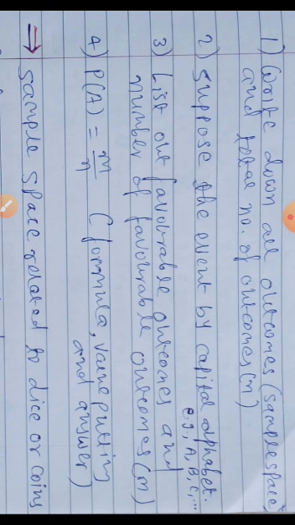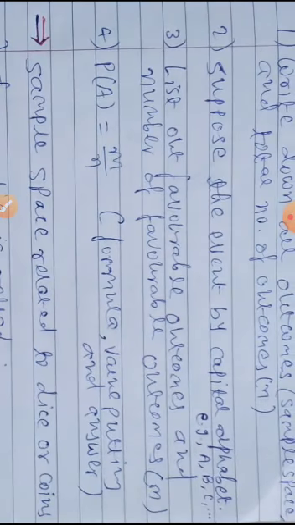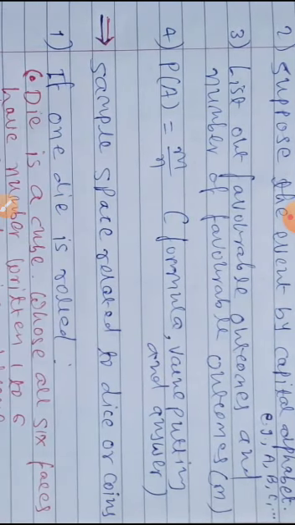You can write directly P(A) is equal to m by n, and after putting the values of m and n, you just simplify and give your answer as a simplest fraction.